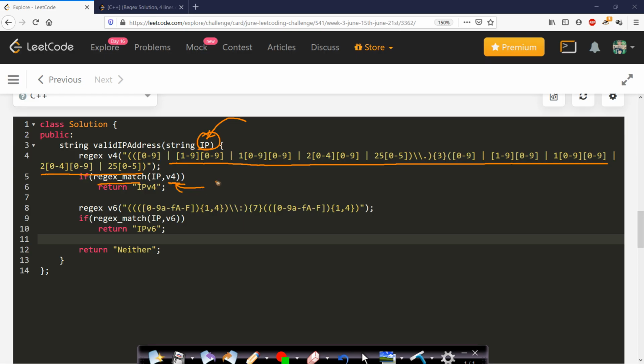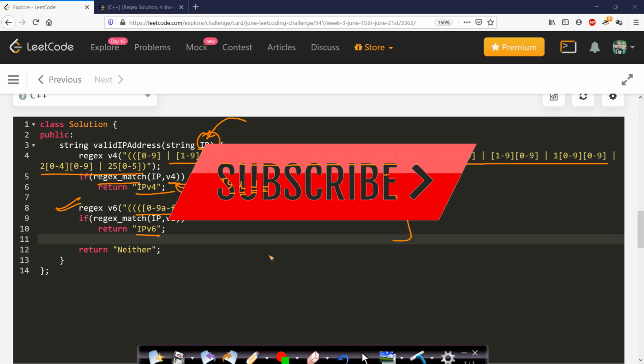If this comes out to be true, then this indicates that your IP address is an IPv4 address. Otherwise, if your IP is not IPv4, then we will generate an object for this IPv6. This is the regular expression for that, as I have already explained. Now you will match again using regex match, and if it matches, then it is an IPv6 address. If the address is neither IPv6 nor IPv4, then it will be printed as neither. That means we will return neither. So I hope you understood the solution.